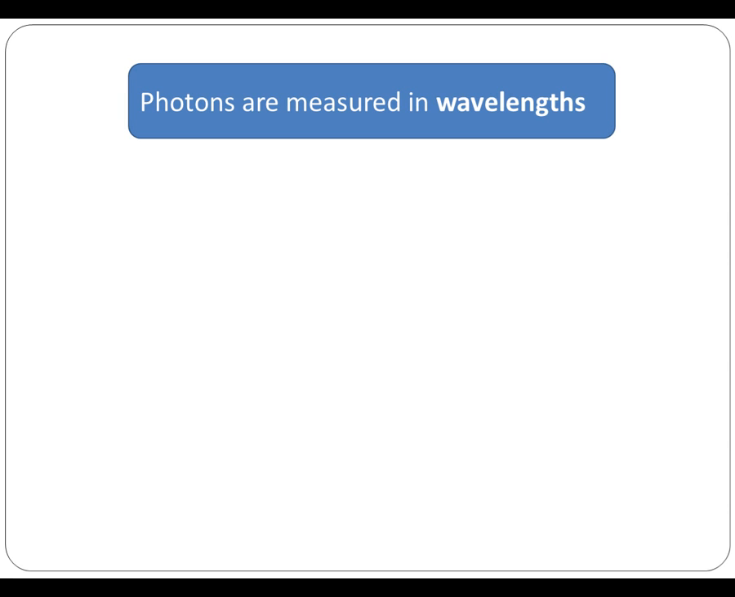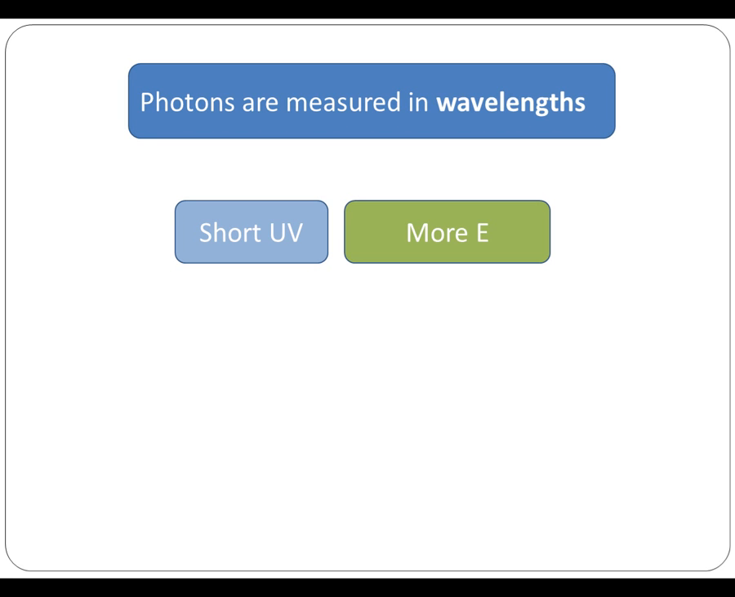Light photons are measured in what are called wavelengths, and you're probably familiar with this concept as well. If we look at the different types of wavelengths, there is short UV. What does that stand for? Ultraviolet. Okay, so the short ultraviolet waves actually have the greatest amount of energy in them. So they have a very high energy.